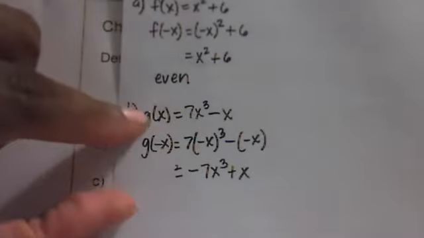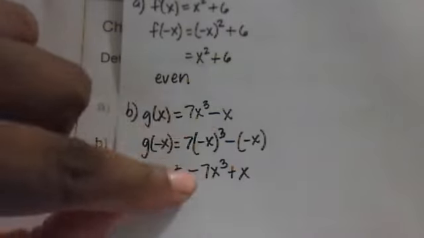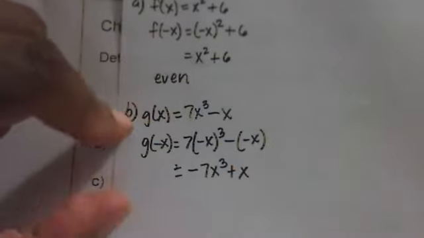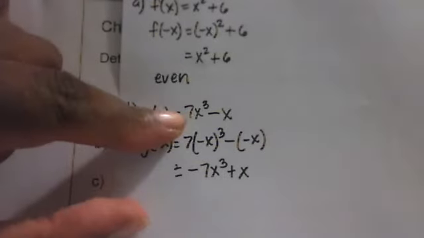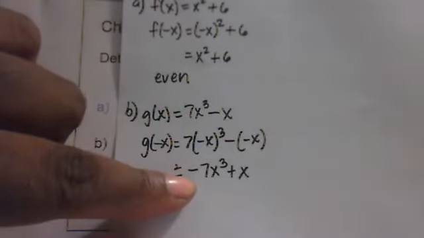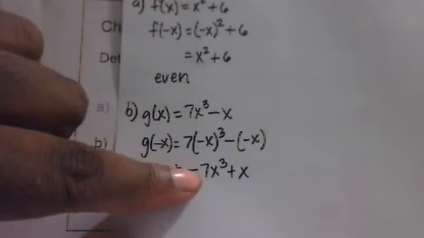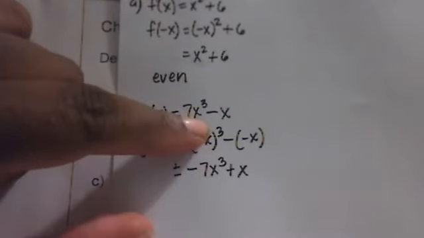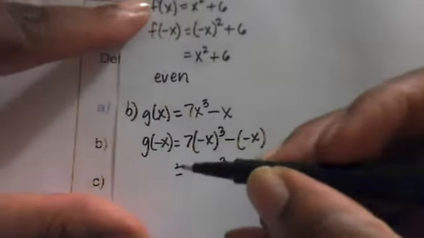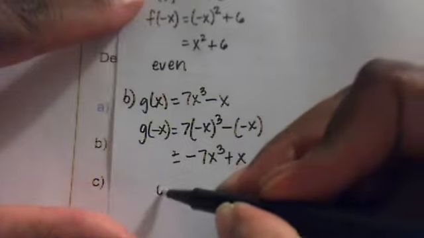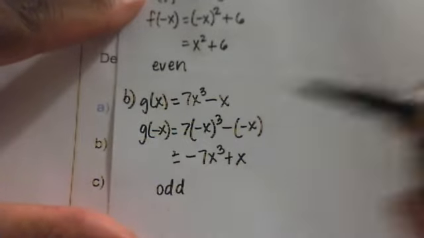Now compare that with your g of x. Each term changed to the opposite sign when the x was replaced with negative x. So we started off with 7x cubed. When we replaced the x with negative x, we ended up with negative 7x cubed. We started off with minus x. When we replaced the x with negative x, we came up with plus x. So that means that this function can be considered an odd function.